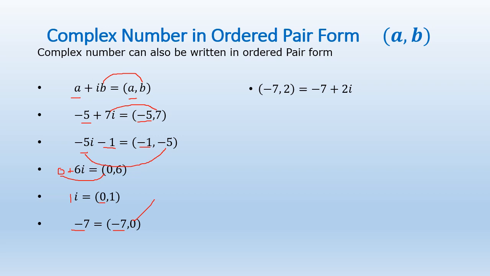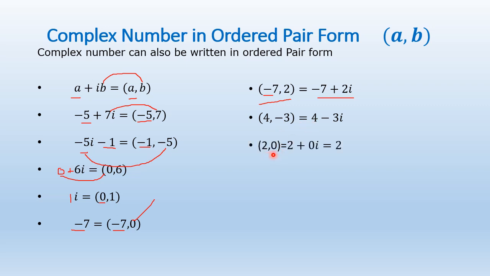In the same way, we can write an ordered pair into iota form. The real part -7 is written at the place of the x coordinate and the imaginary part is written at the place of the y coordinate. So this becomes -7 + 2i. Then we have (4, -3). Now 4 is the real part and -3 is the imaginary part, so we write it as 4 - 3i.